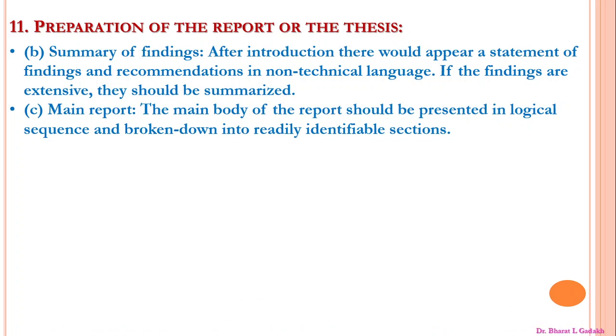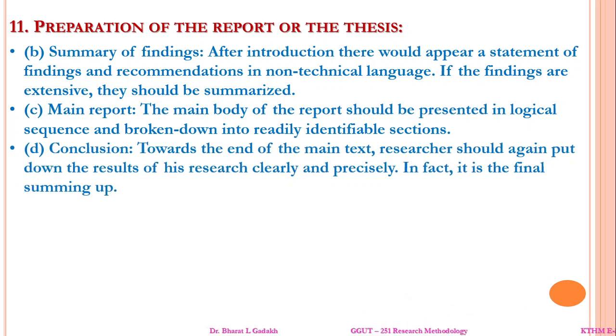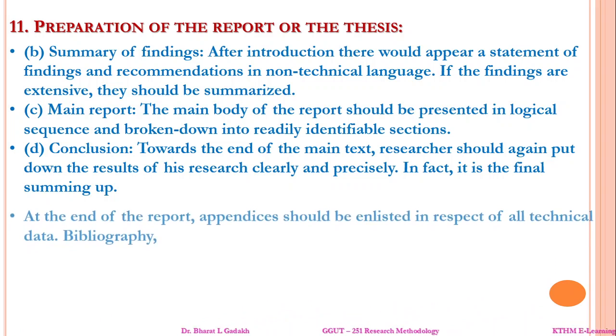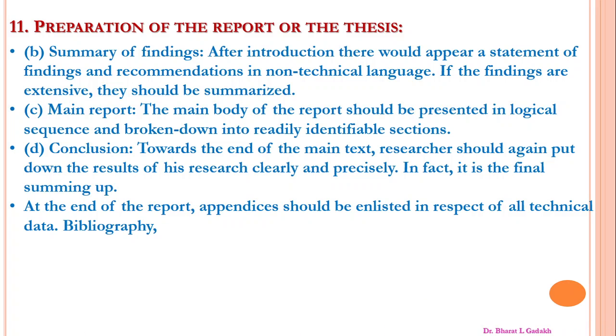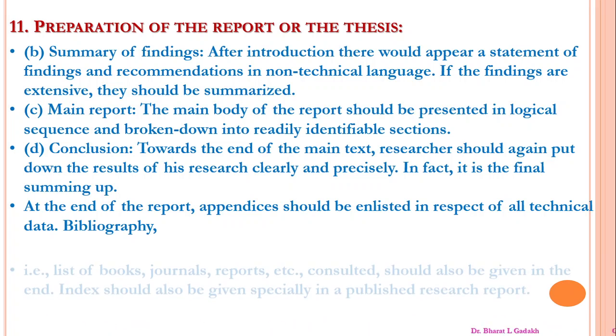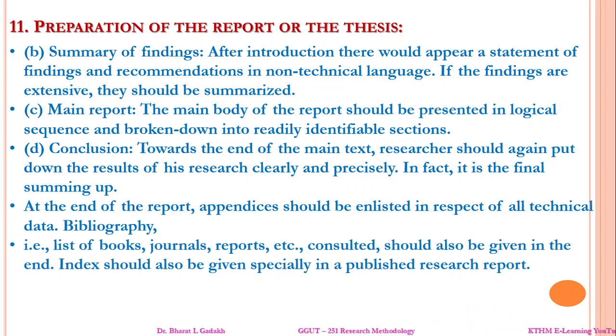Main report. The main body of the report should be presented in a logical sequence and broken down into readily identifiable sections. Conclusion. Toward the end of the main text, the researcher should again put down the results of his research clearly and precisely. In fact, it is a final summarizing. At the end of the report, an appendix should be enlisted in respect of all technical data, and a bibliography. A list of books, journals, and reports consulted should also be given. An index should also be given, especially in a published research report.